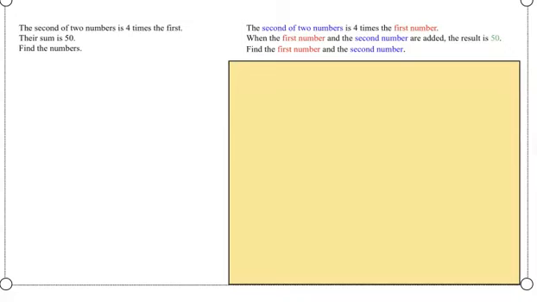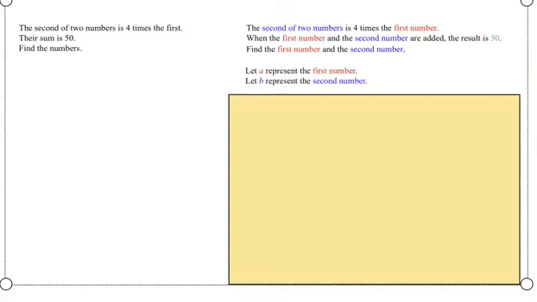The second sentence says their sum is 50. Sum, S-U-M, means we're going to add. So we're going to reword that second sentence the way that I did with red, blue, and green. We're going to write instead, when the first number and the second number are added, the result is 50. That's what it means to take the sum of two numbers. And then that third sentence says find the numbers. It means we want to find the first number and the second number.